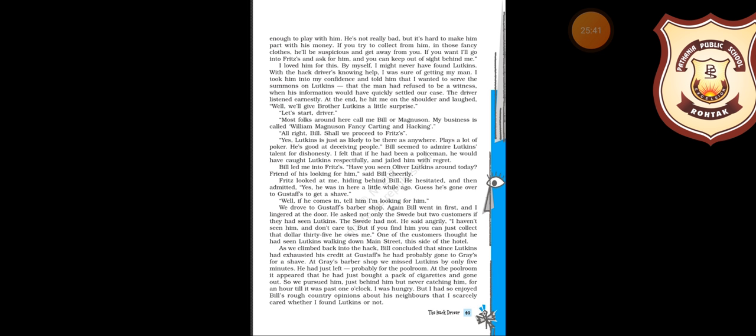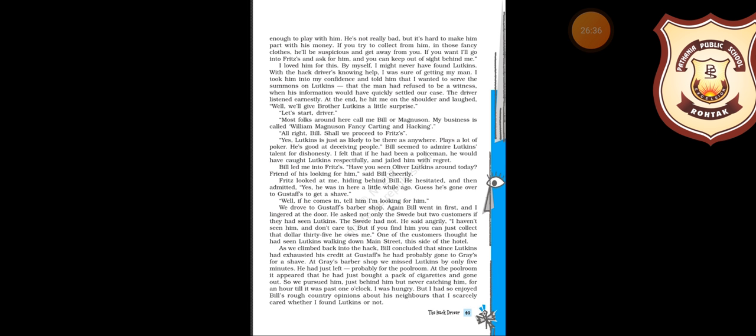They climbed back into the hack. Bill concluded that since Lutkins had exhausted his credit at Gustav's, he had probably gone to Gray's for a shave. He informed me that because Lutkins owed Gustav a good amount of money, to skip that trouble he might have gone to Gray, another barber. At Gray's barber shop, we missed Lutkins by only 5 minutes. He had just left, probably for the pool room. At the pool room, it appeared that he had just bought a pack of cigarettes and gone out.